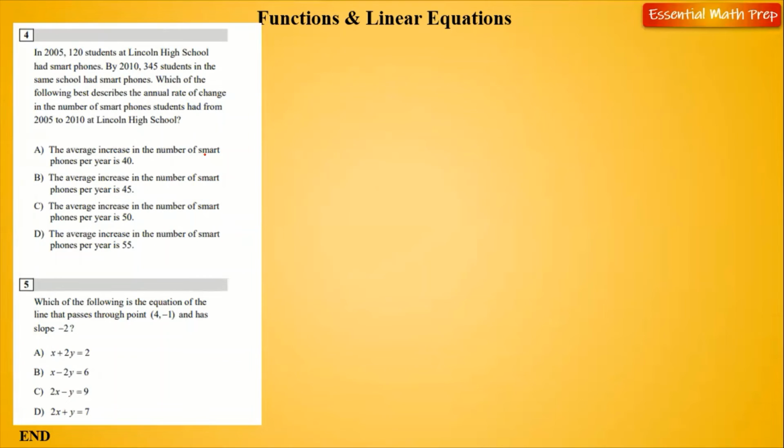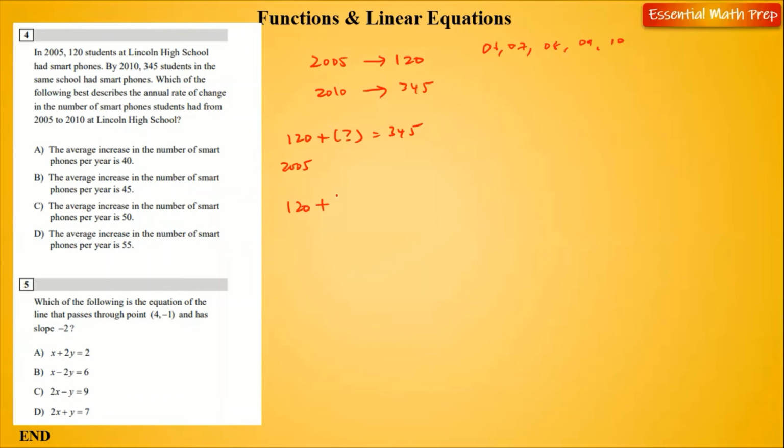Okay, in 2005, 120 students had smartphones, okay? And in 2010, 345 students had cell phones. What's the average increase in the number of smartphones? There's two ways you can do it. You have to add however many phones here to go to 345, right? So excluding 2005, how many years are there? 2006, 7, 8, 9, and 10, right? So that's 5.